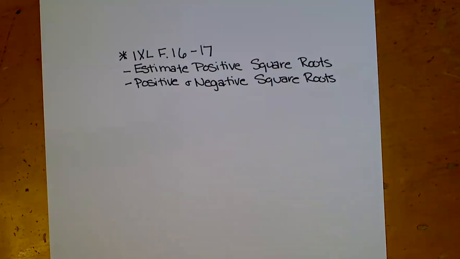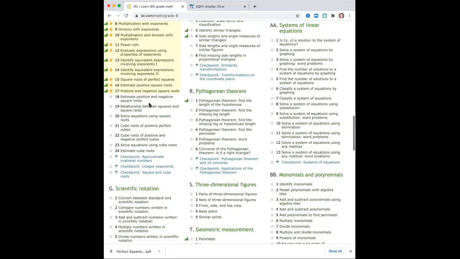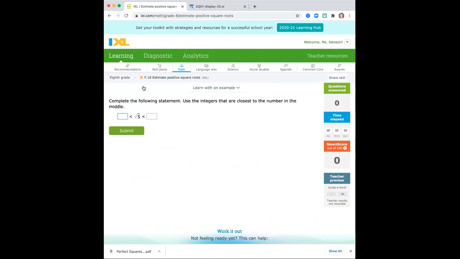So let me pull up this. The particular skills that we're going to be learning have to do with the square roots of perfect squares, which is when a number times itself, or a number squared, is equal to... actually, I will switch back to my paper really quick. Sorry, guys.